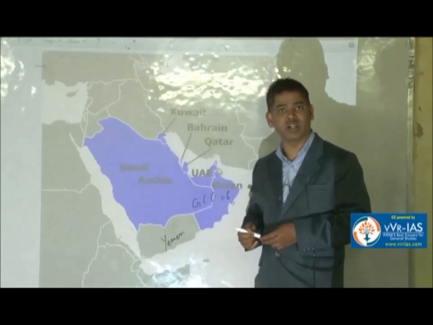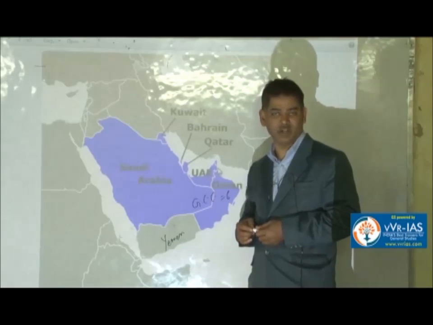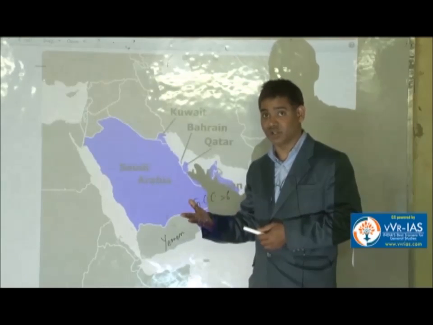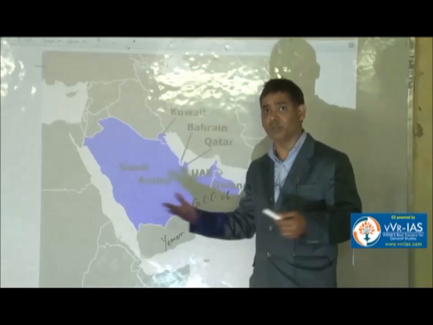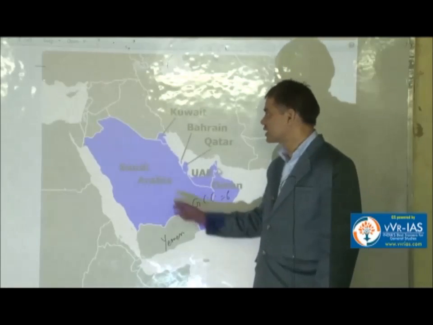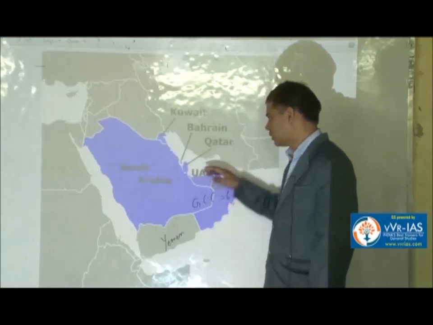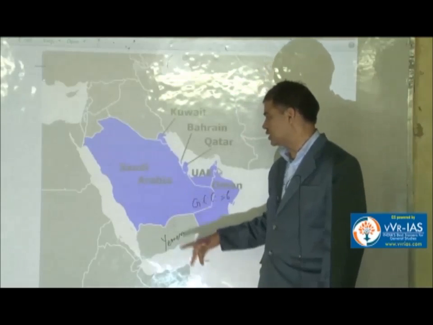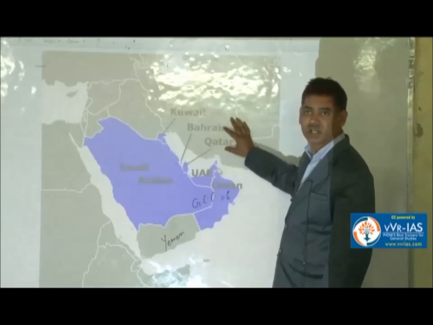Without understanding the map of the world and the different regions of the world, you will not be able to understand international relations. So it's very important to understand the map. Now, after these 7 nations, of which 6 are members of the GCC and 1, Yemen, is not, there are other nations of the Middle East.